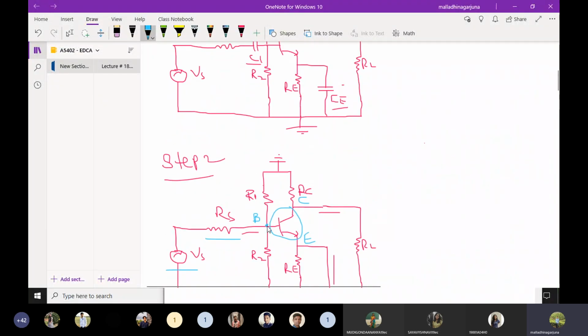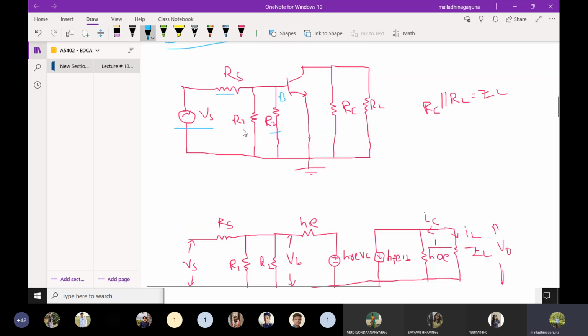Coming to the other circuit, R1 is also connected between base and ground. It looks like it connects to the VCC signal, and yes, it is connected to VCC, but we are replacing that DC signal with a ground connection. Therefore, the R1 resistor is also connected between base and ground, which means R1 will come into parallel connection with R2.